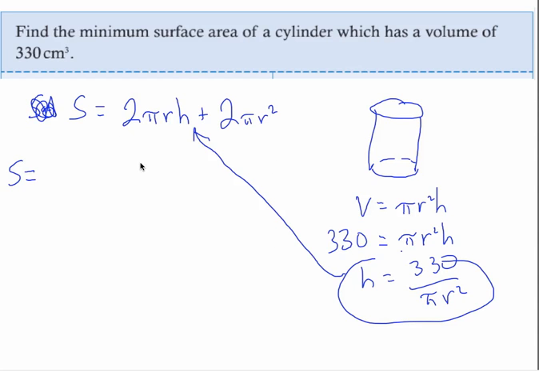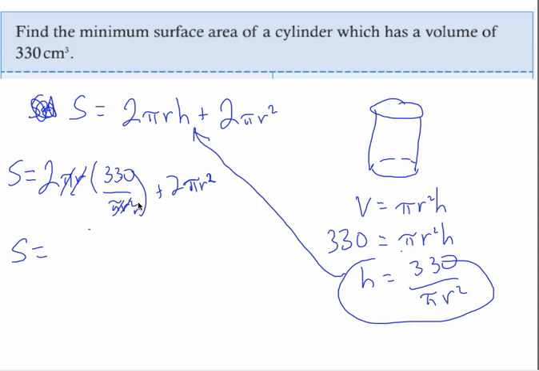So all this we just did to get a formula for surface area with one variable. So we have 2 pi r times 330 divided by pi r squared, plus 2 pi r squared. So it looks a bit complicated, but we have one variable. So that's going to make it a lot easier to solve this problem. I can simplify a little bit. It's not totally necessary, but 2 times that is 660. Pi's cancel, and r squared becomes r. So 660 over r plus 2 pi r squared.